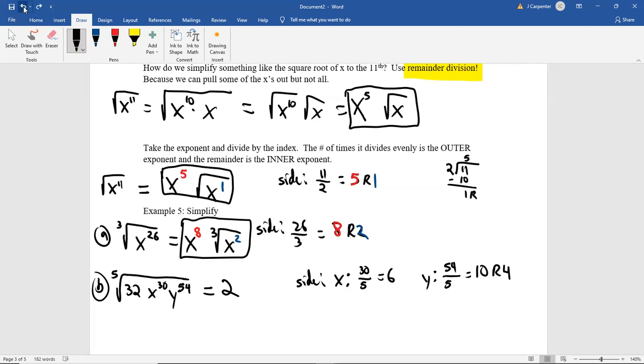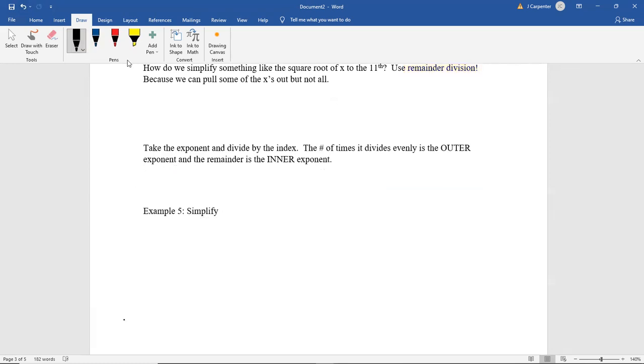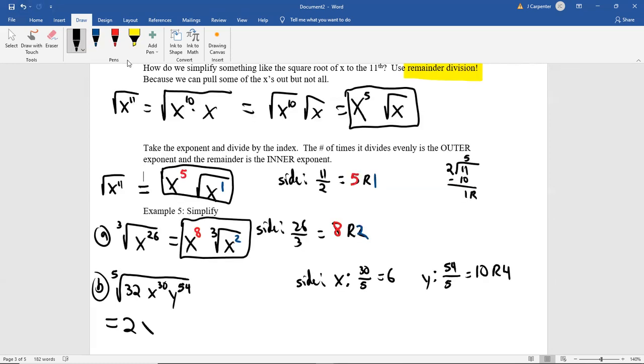Am I going to have enough room? Maybe not. Let me go down here. There's the 2. Then I'll have x's outside. I'll also have y's outside. Then on the inside of my 5th root, I will not have any x's. I will only have y's.